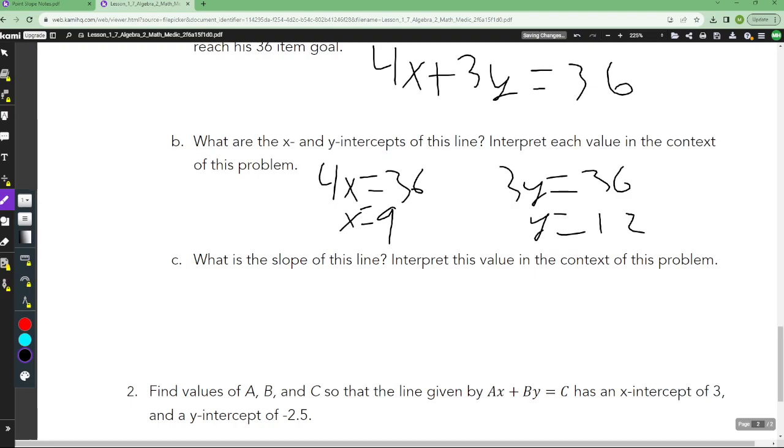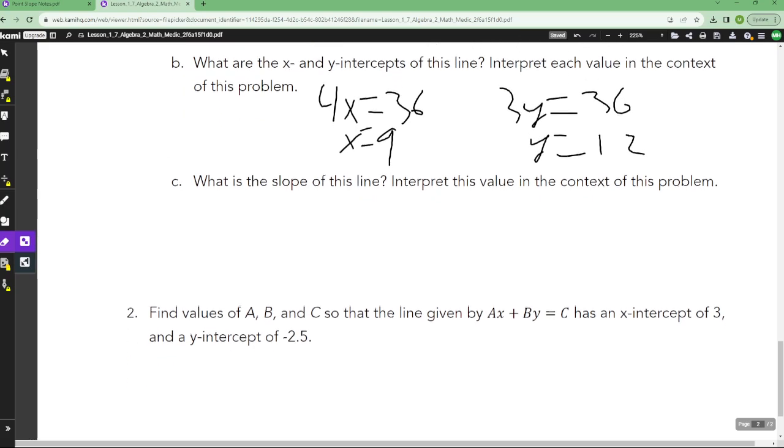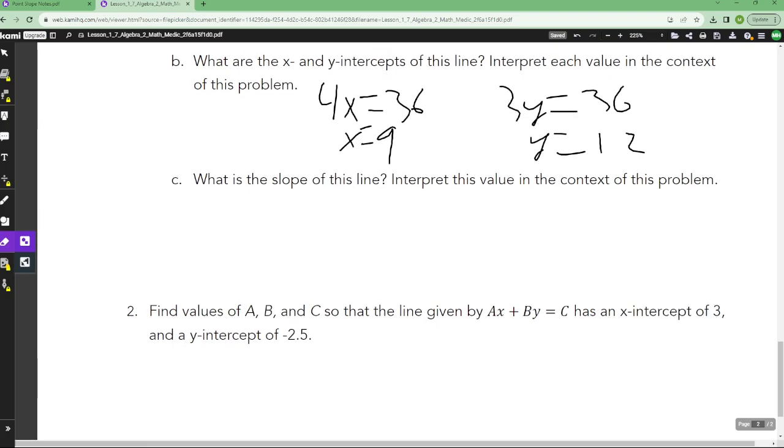But we can interpret this, if we try the intercepts: if you were to only make cutting boards, he would have to work for 9 hours. And if you were to only make pencil holders, he would have to work 12. I won't write that all down, just understand that the intercepts are how much time it would take if he made only that certain item.